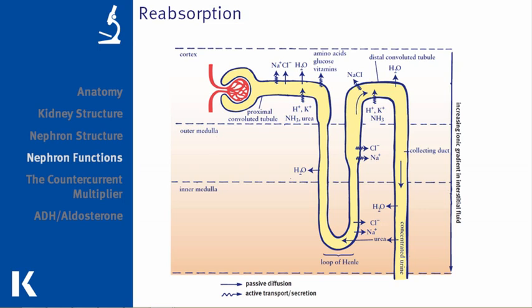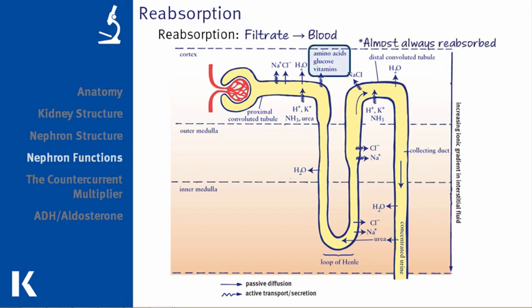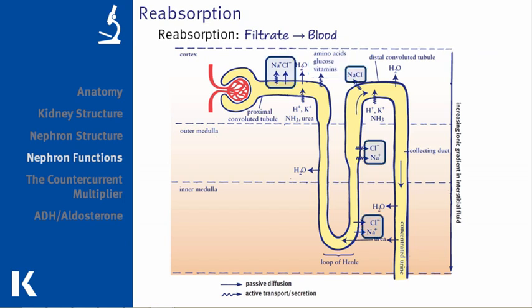The final function of the nephron is reabsorption. That is to say, we're going in the reverse direction of secretion. Instead, we're taking things that the body wants to keep from the filtrate and putting them back into the blood, into your system. There are a few things that are almost always reabsorbed: amino acids, glucose, and vitamins. Then there are other things that are reabsorbed, like salt, depending on your body's current needs.